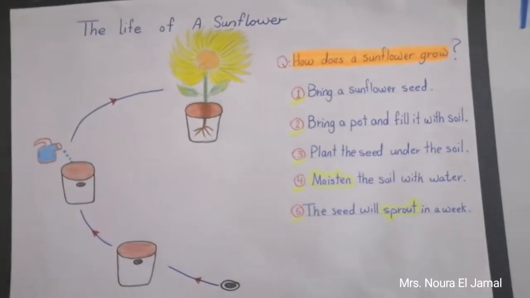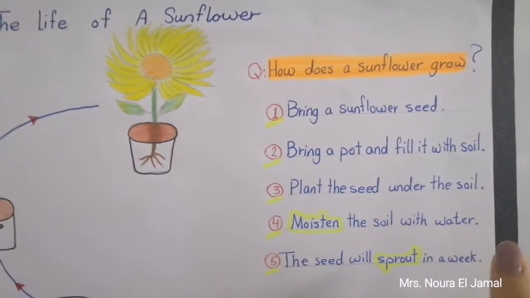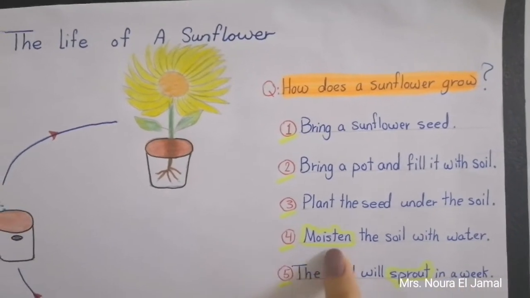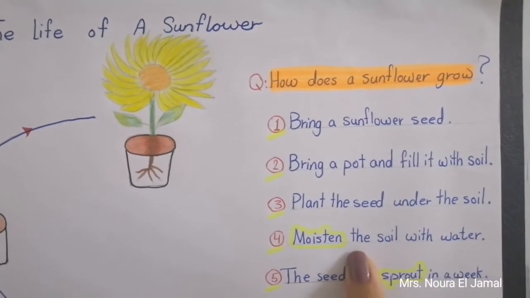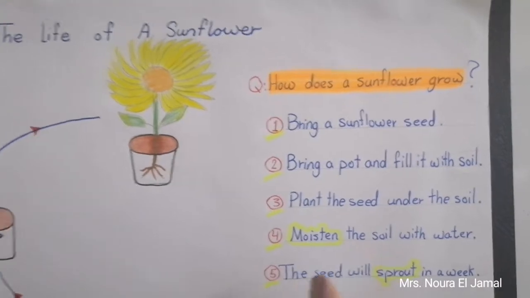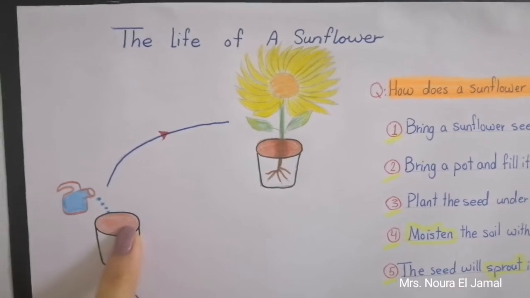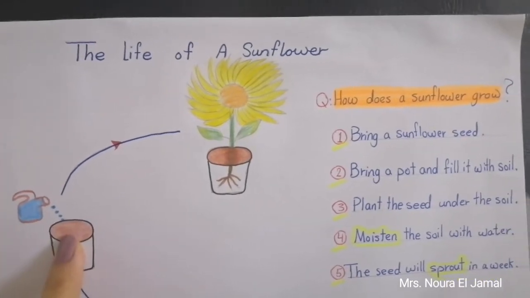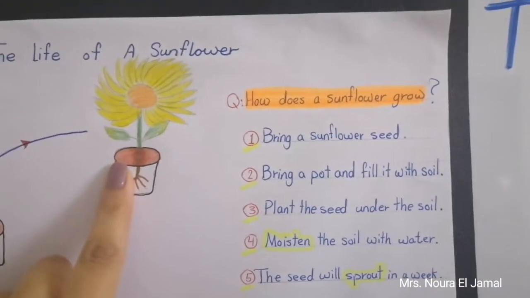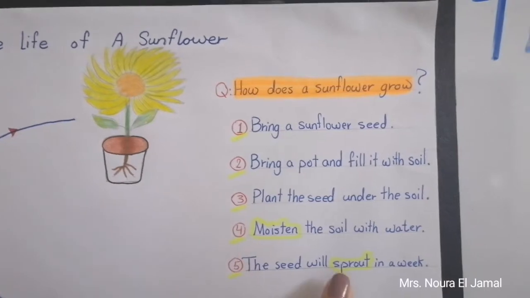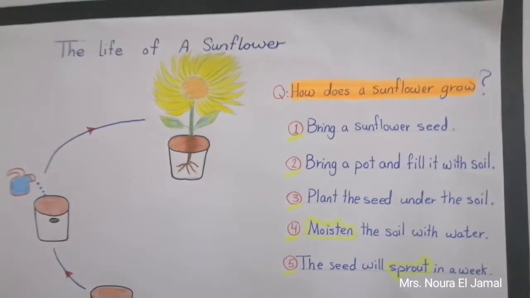Then after that, we will moisten the soil with water. What's the meaning of moisten? Moisten means to make the soil wet with water. So here we put water to make the soil wet, or to moisten the soil. Finally, the seed will sprout in a week. What's the meaning of sprout? Sprout means to start to grow, or to grow.